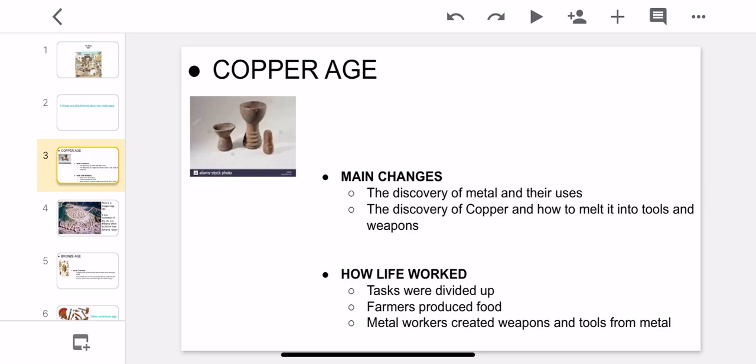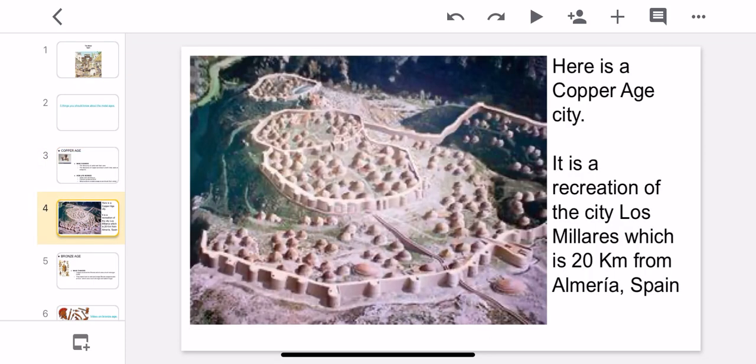Here is a picture showing what some of the products of copper used to be. Here is a Copper Age city. It is a recreation of the city Los Miares, which is 20 kilometers from Almeria in Spain. You can see it's very big and on a hill with protection against enemies.